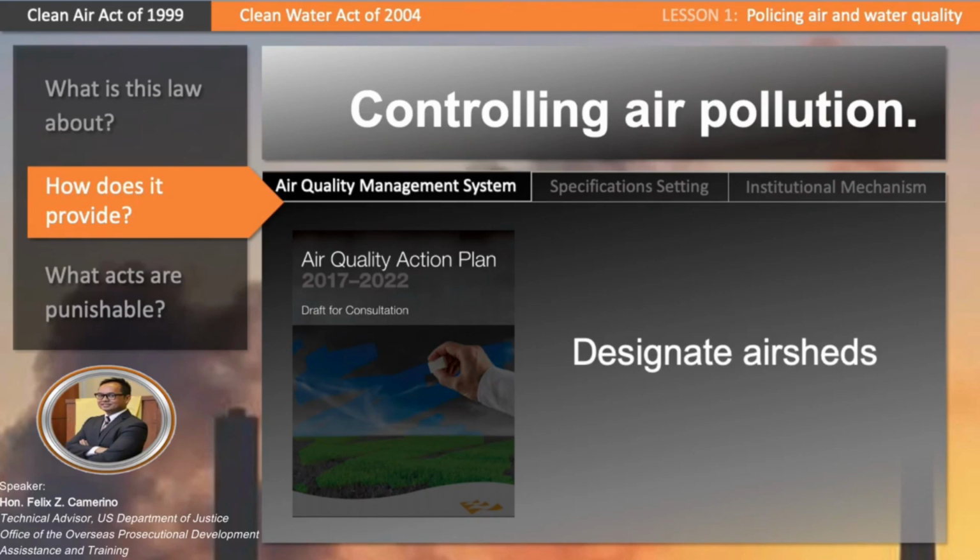So another thing that we would find on this action plan is some discussion about designating airsheds. Okay. All right. So airsheds. What exactly are these? This could be a long discussion, so we'll just try to be brief about this.